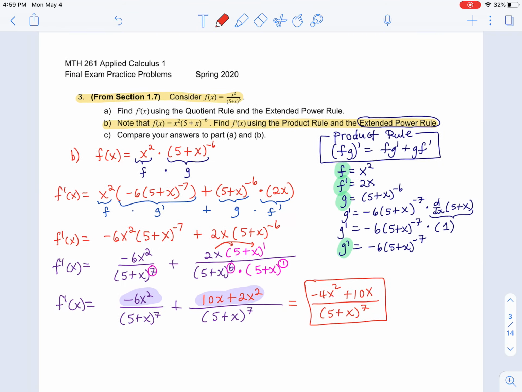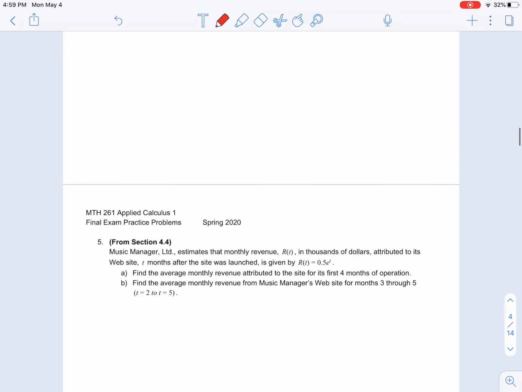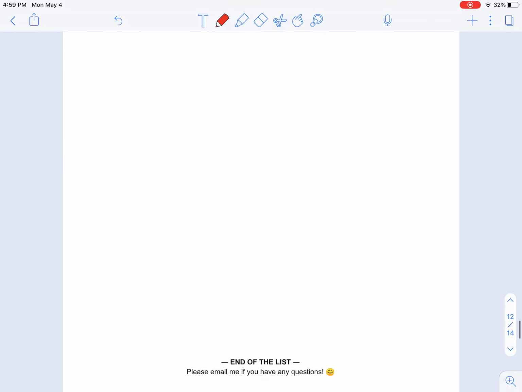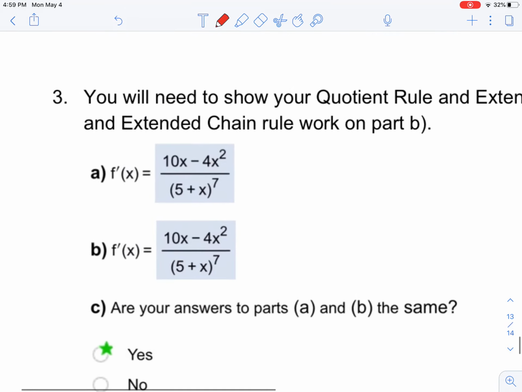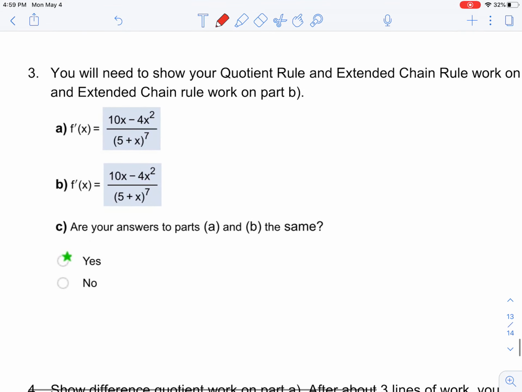Now, let me check the answer key real quick. Because if you want to simplify this, I guess you can factor out the negative 2x and everything. But is that really necessary? Let's see. How did they write it? I had negative 4x squared plus 10x. Oh, the answer key that I got this problem from is in your MyLab: 10x minus 4x squared. So I just had the numerator switched, but that's okay. It's the same thing.